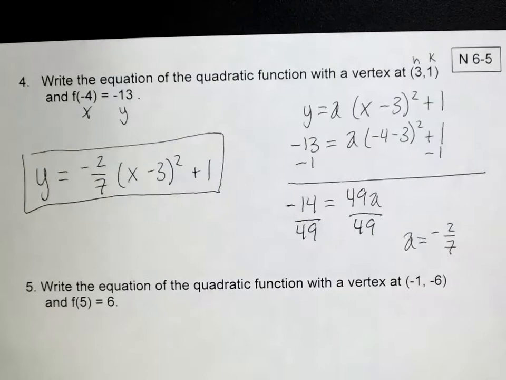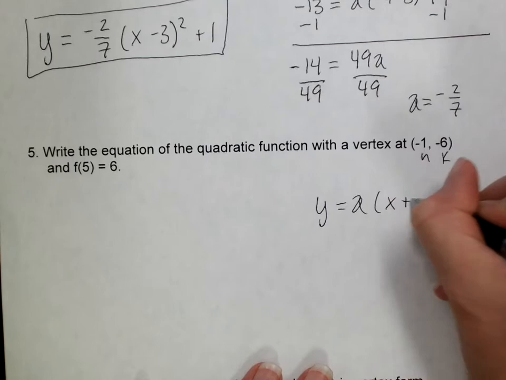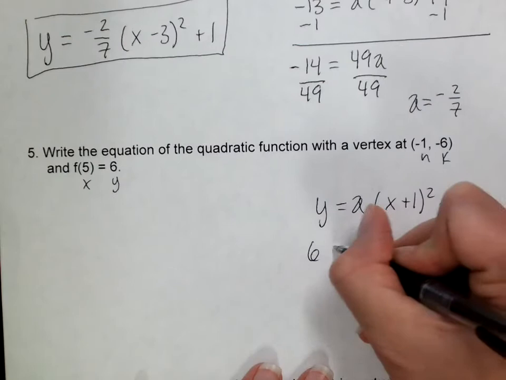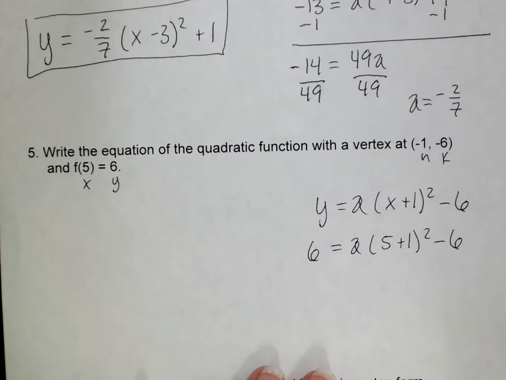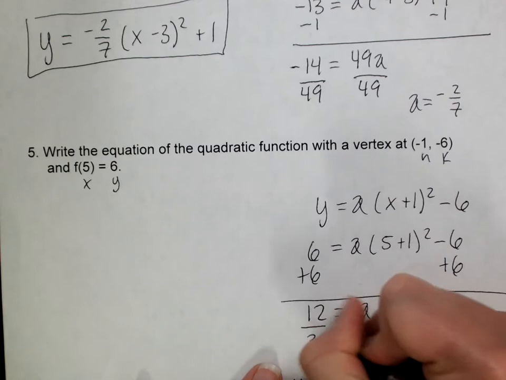Similar thing on the next one. Why don't you try to work it out on your own? Remember, h and k: y equals a times x plus 1 squared minus 6. Again, plug in your x, plug in your y. 6 equals a times 5 plus 1 squared minus 6. What is step 1? Please add that 6 to the other side. 12 equals a times 6 squared, or 36a. Divide by 36: a equals 1/3. Again, your equation.